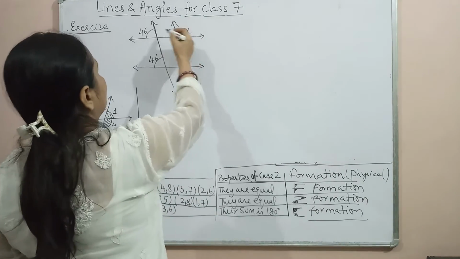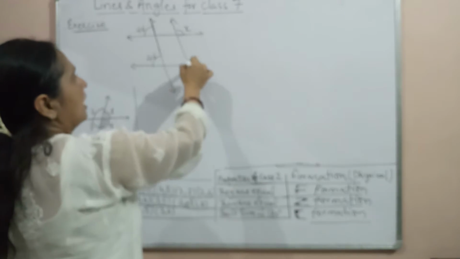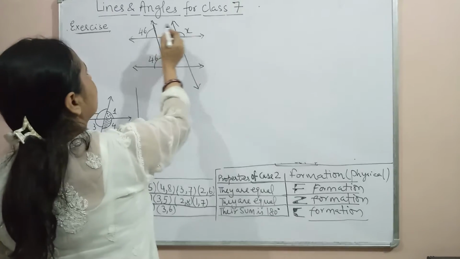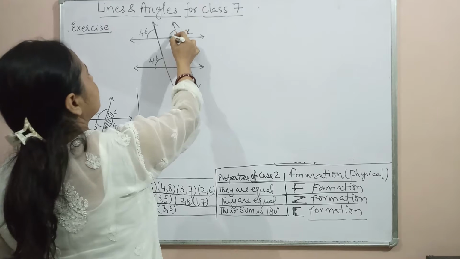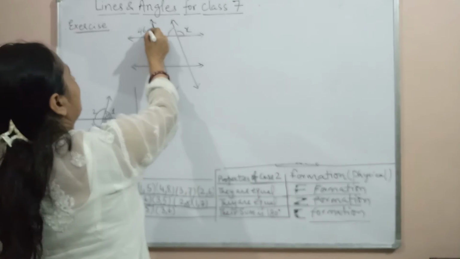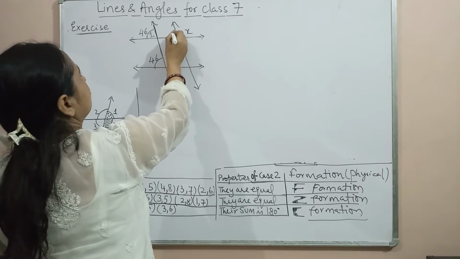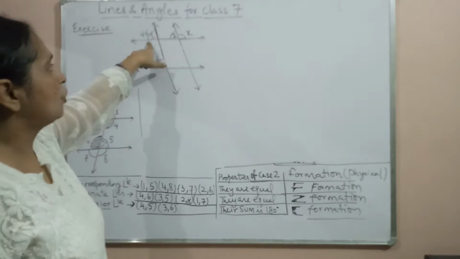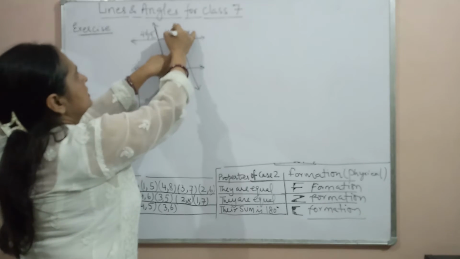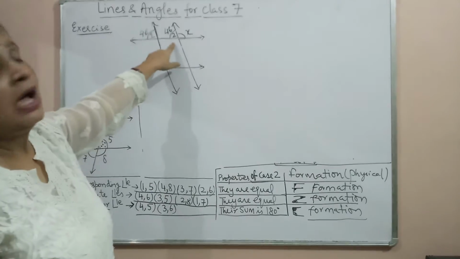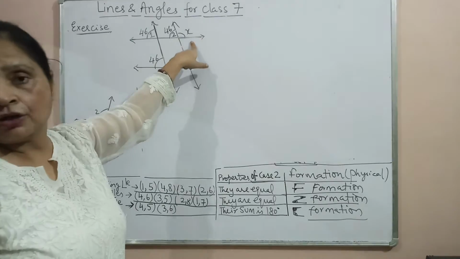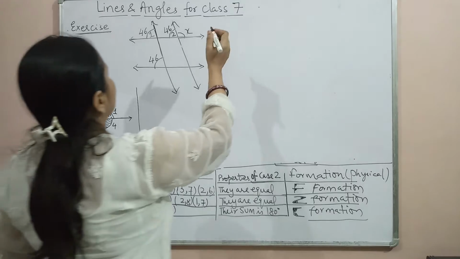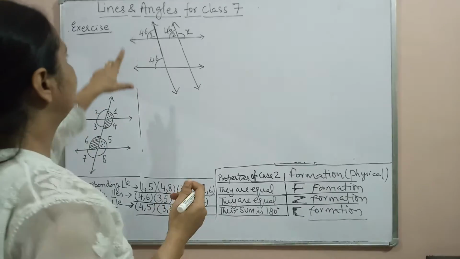Now again these lines are parallel cut by this transversal. That means this angle will have a direct connection with this angle. Suppose this is angle 1 and this is angle 2. Then we have a direct connection with this. If this is 46, again this will also be 46. Alright. And if this is 46, can we find out the value of x by linear pair? Yes. So how do we write it? That is the main important part.